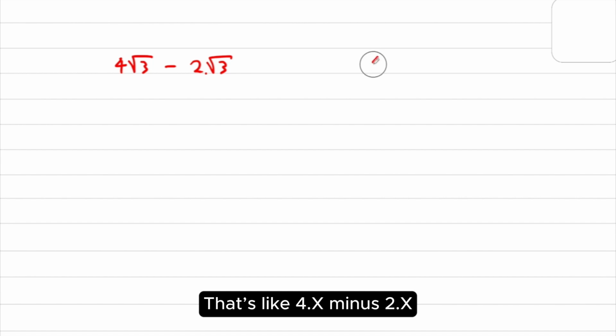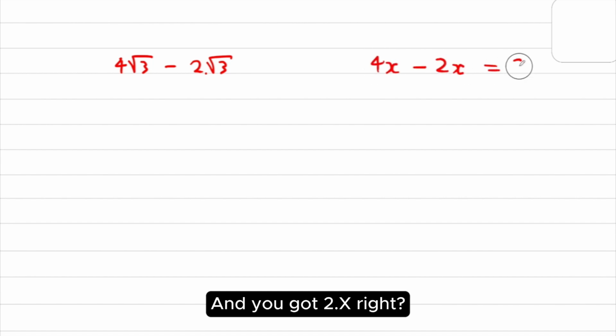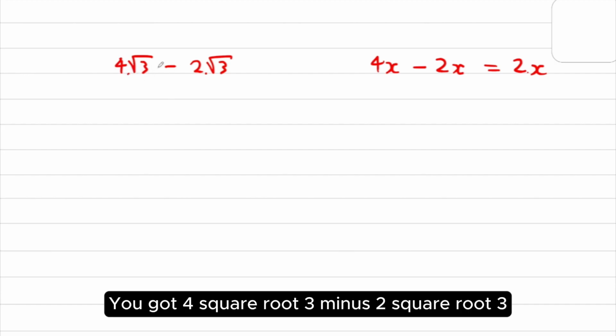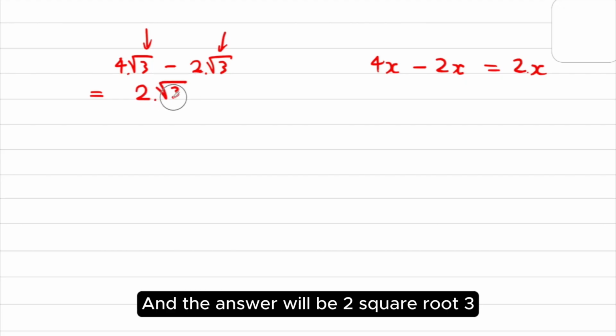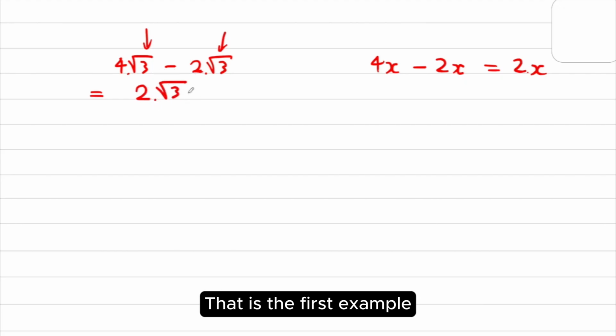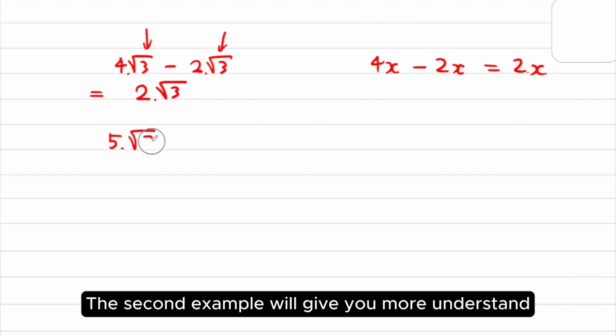It's like 4x minus 2x and you got 2x, right? And for this one you got 4 square root 3 minus 2 square root 3. So you have the same factor, square root 3. It's quite easy. 4 minus 2, you got 2, and the answer will be 2 square root 3. Okay, that is the first example, and maybe the second example will help you understand more.